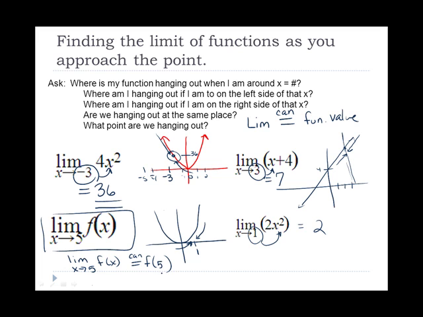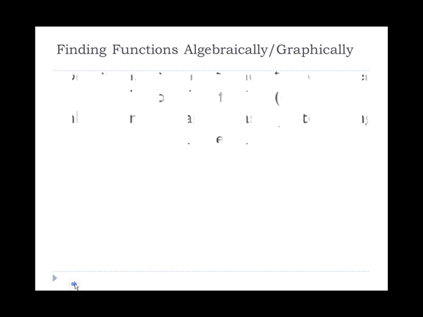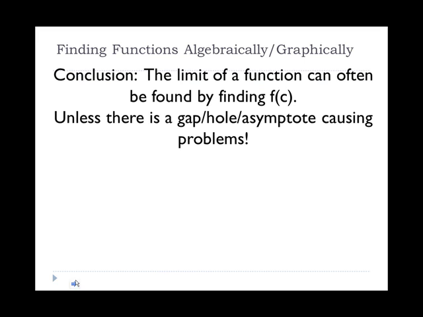But your first line of defense when finding a limit is take a look at the graph and see what it looks like. Look at where the values of the points are going around a certain x, and then try plugging it in and see if you get a value for the limit. So I have here the limit of the function can often be found by plugging in c, by finding f of c, unless there is a gap, a hole, or an asymptote. And we'll talk on the next one about what makes a gap, a hole, or an asymptote.